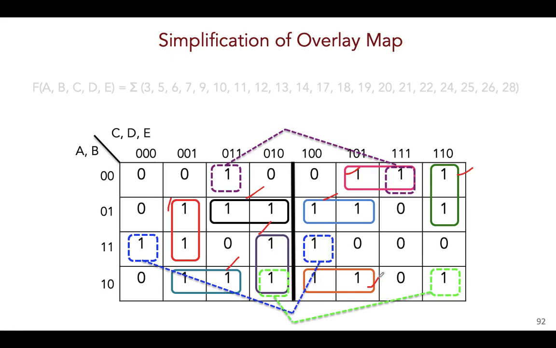And then we can make groups across these two halves. So this one can form a group with this one, with this one, and then finally this can form a group with this. Again, based on how you decide to form the groups, your final simplified expression will be different.